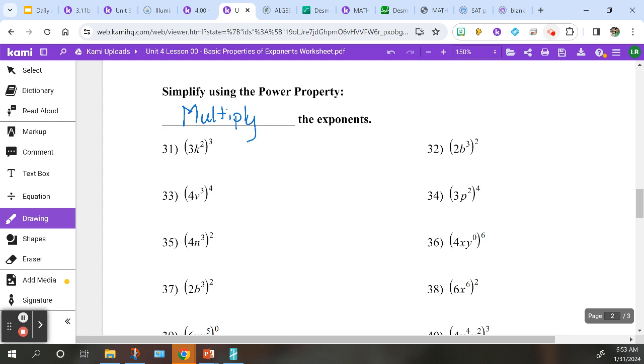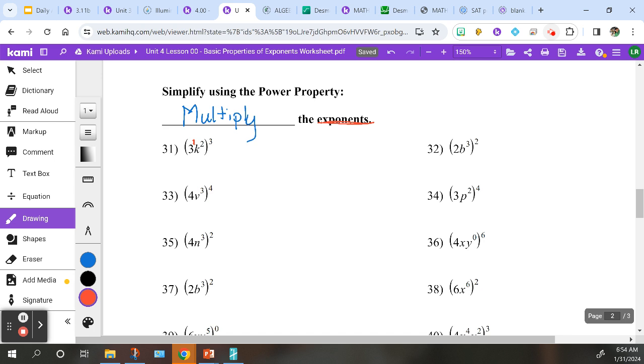Starting with number 31. The one thing we have to remember, we are multiplying the exponents. So this 3 right here, that is not an exponent. That is a base value. This base of 3, we don't write it, but it has an exponent of 1. So with the rule, I'm multiplying their exponents.